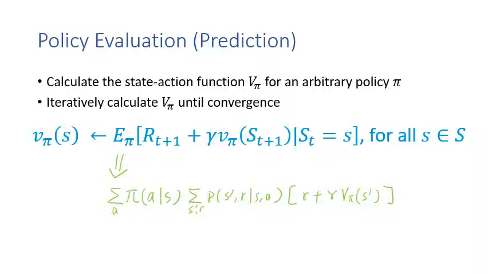So those equations are equal, and we can use the next formula to update our value function. We keep doing that until v pi converges.